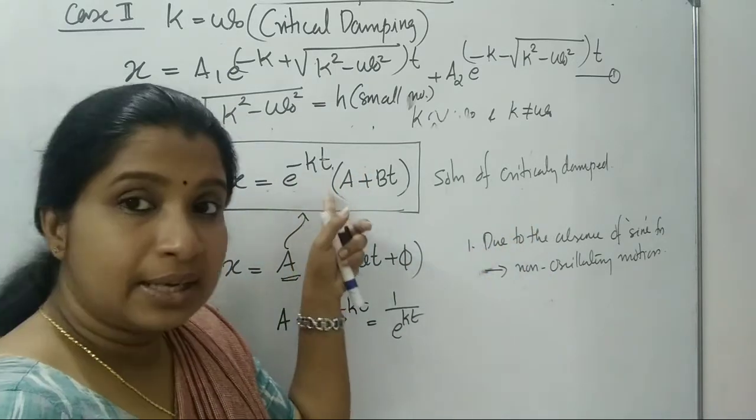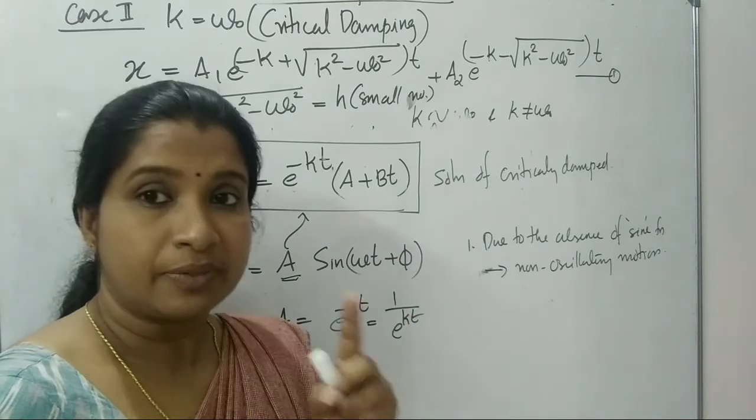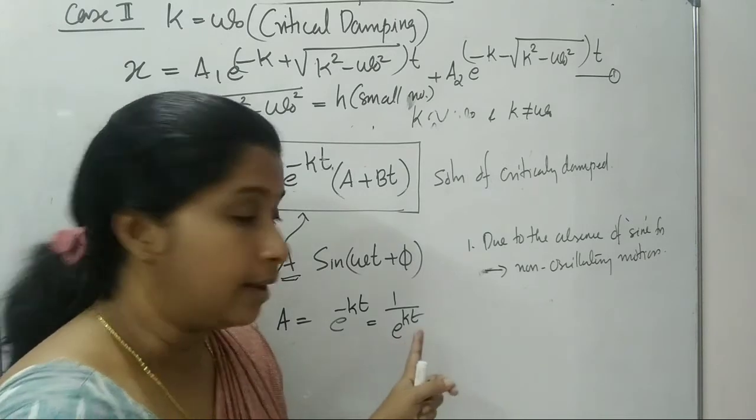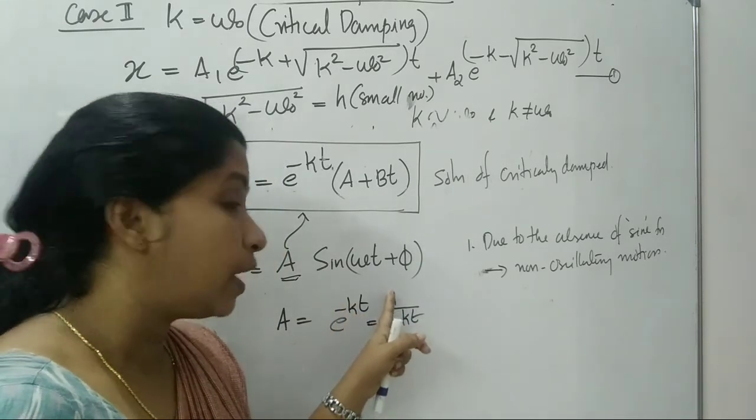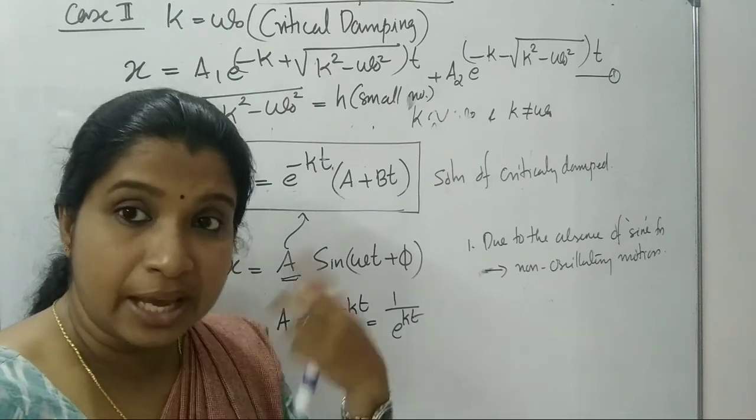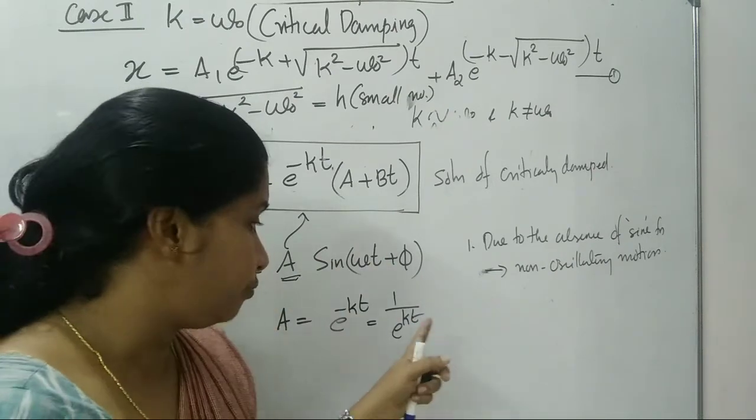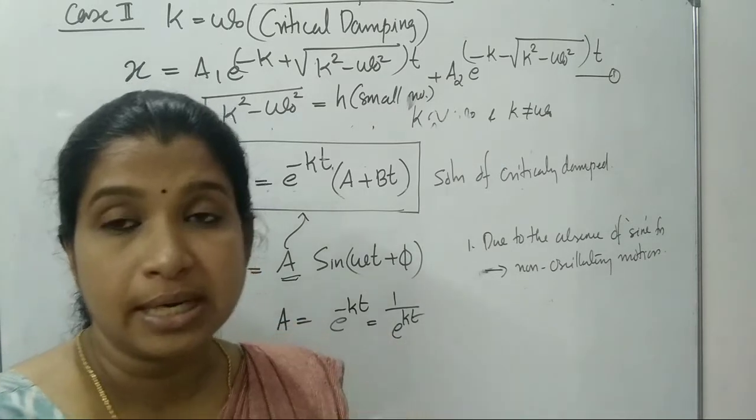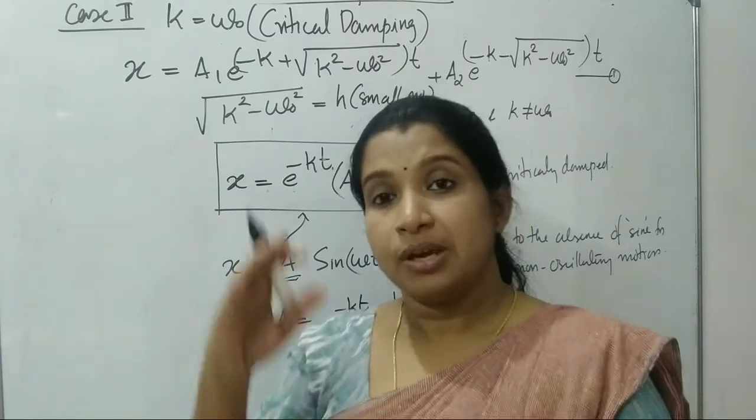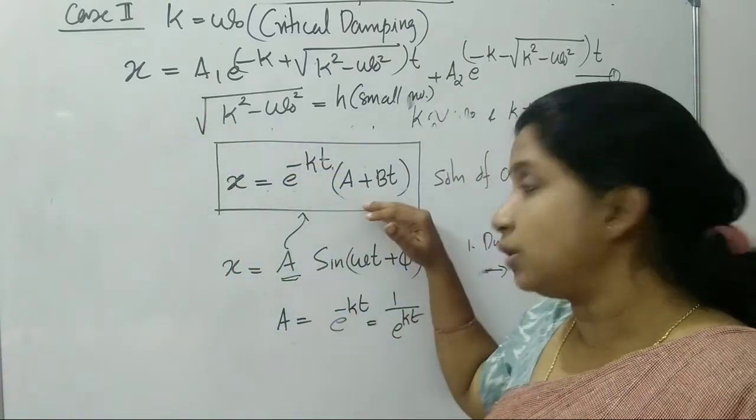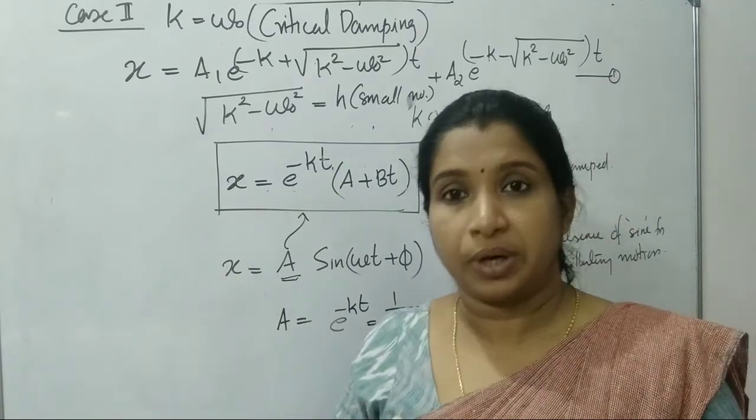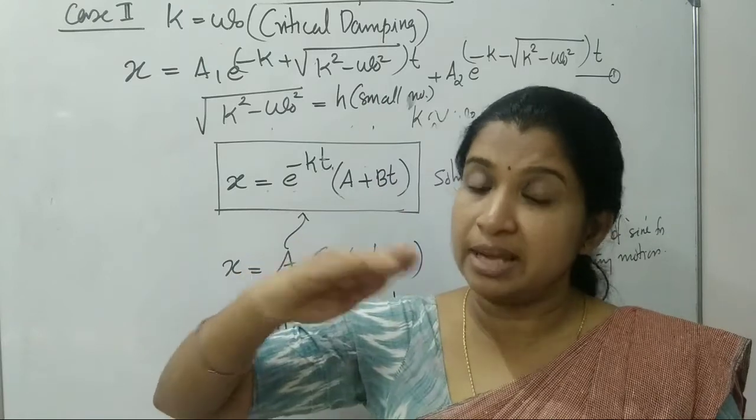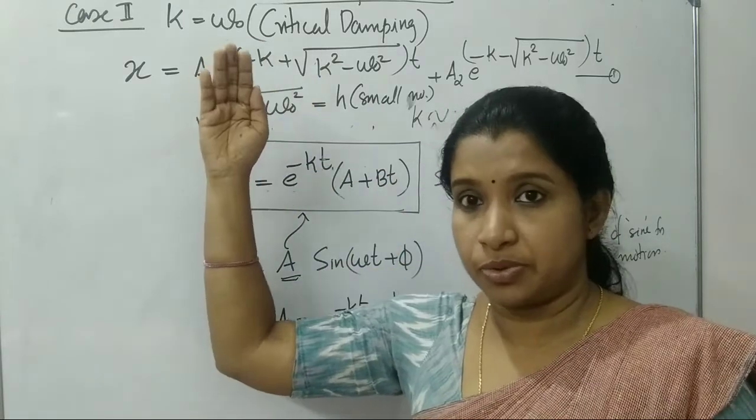But e raised to minus kt is associated with that term. What's the importance of e raised to minus kt? e raised to minus kt means 1 by e raised to kt. For higher values of t, this term becomes more relevant, so there is an exponential decrease of amplitude. For small values of t, a plus bt is more relevant. So the body moves in a faster way compared to overdamped motion.